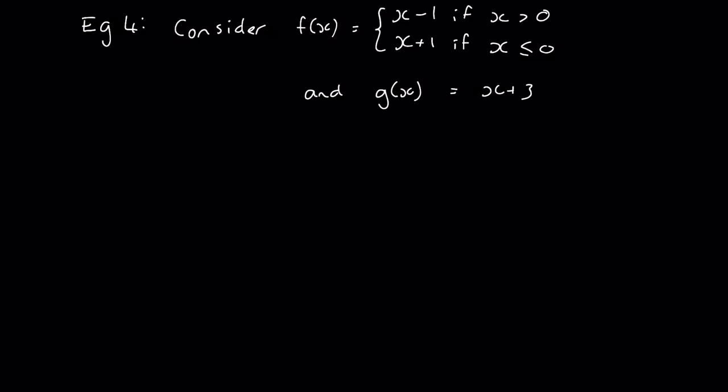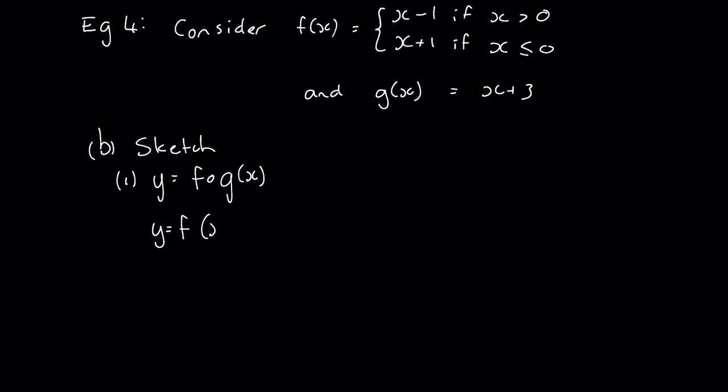Okay, then question B has two parts. We're going to sketch the graph. Firstly, if y is equal to f of g of x. So effectively, this means that the graph is y is equal to f of g of x, which is x plus 3. Now that has its own implications, because remember there's a restriction now on f if the value of x is greater than 0 or less than 0. So that now means we can rewrite this in this format.